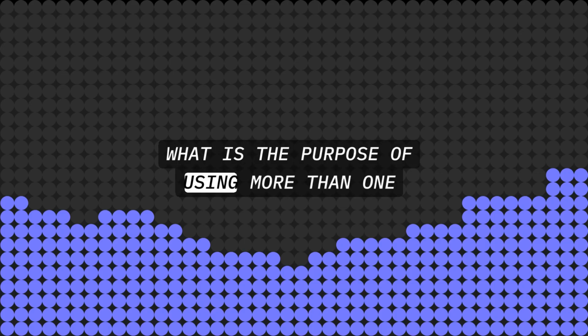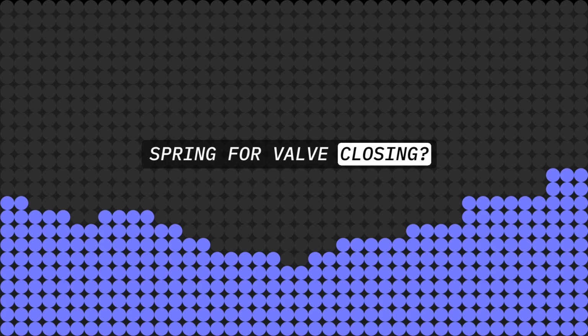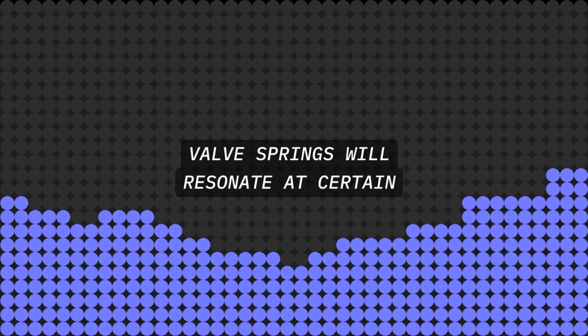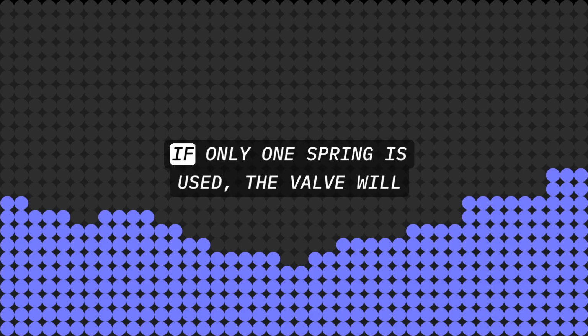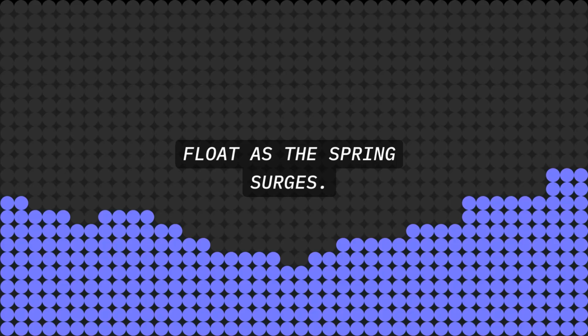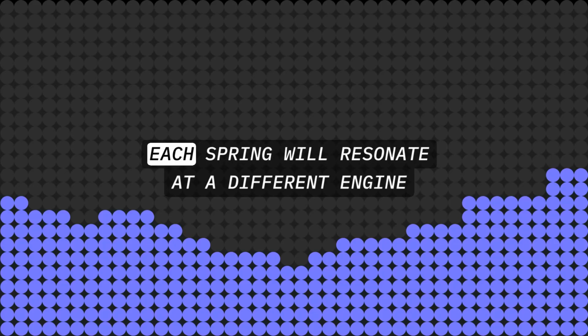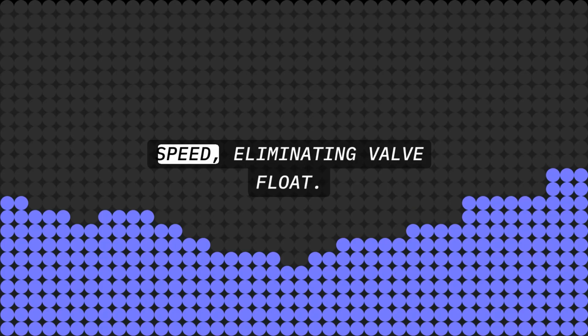What is the purpose of using more than one spring for valve closing? Valve springs will resonate at certain engine speeds. If only one spring is used, the valve will float as the spring surges. To eliminate this problem, two springs are installed on each valve. Each spring will resonate at a different engine speed, eliminating valve float.